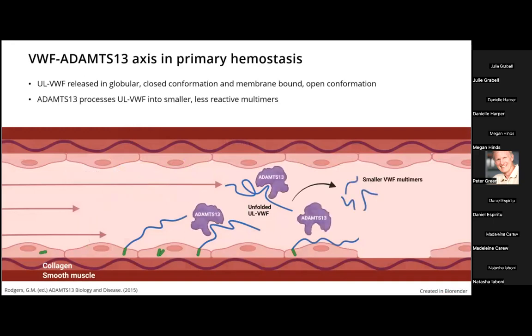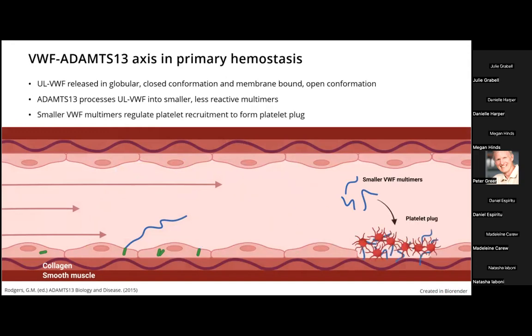So to control the thrombotic potential of this unwound VWF in circulation, the metalloprotease ADAMTS13, like I mentioned before, will recognize the A2 domain on VWF once this has been exposed, and it's able to cleave at this site. So this not only will release the VWF strings from the endothelial cell surface, but it will also process any circulating VWF into smaller, much less reactive multimers. So these multimers can then be directed to sites of injury where they're able to bind to the exposed subendothelial collagen and specifically recruit platelets to that site in order to form an initial platelet plug to stop bleeding.